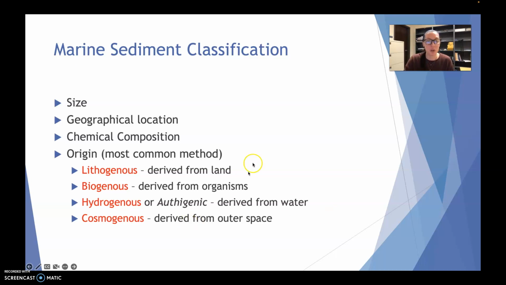So I'm going to go through all 4 of these in detail coming up in a bit. But basically, we're going to look at whether they come from the land. Do they come from organisms? Do they come from water, basically through chemical processes of the water, or have they come from outer space?